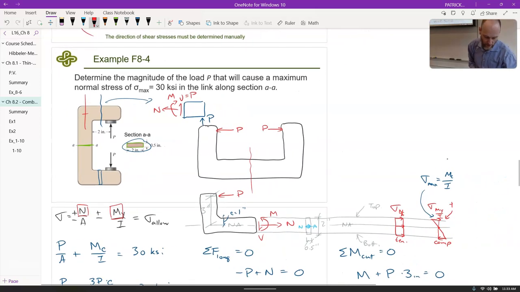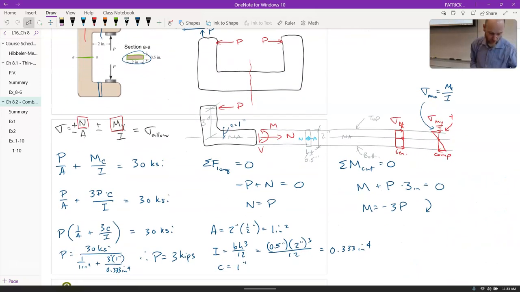So if we wrap up this, we solved for P equal to 3 kips. Area was 1 inch squared. So 3 over 1, this happens to just be 3 KSI. That's the normal force component. We do the MC over I, and this one ends up being 27 KSI in compression and 27 KSI in tension.